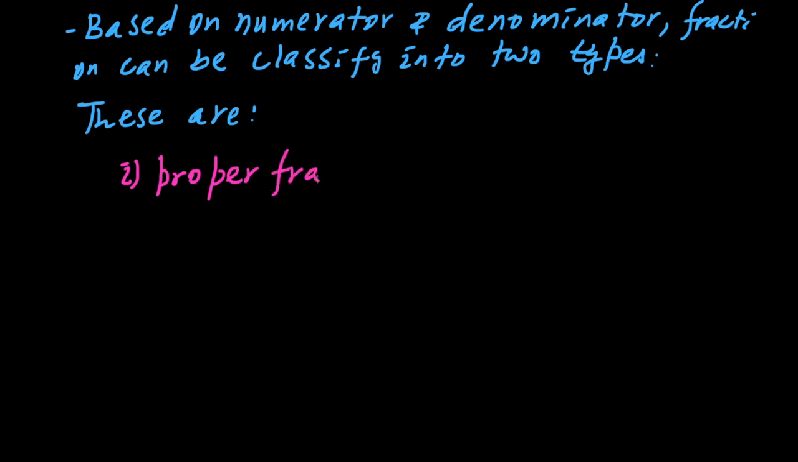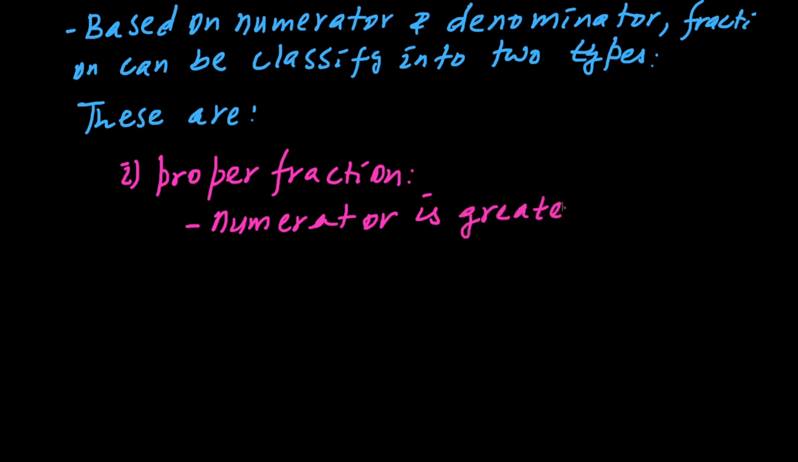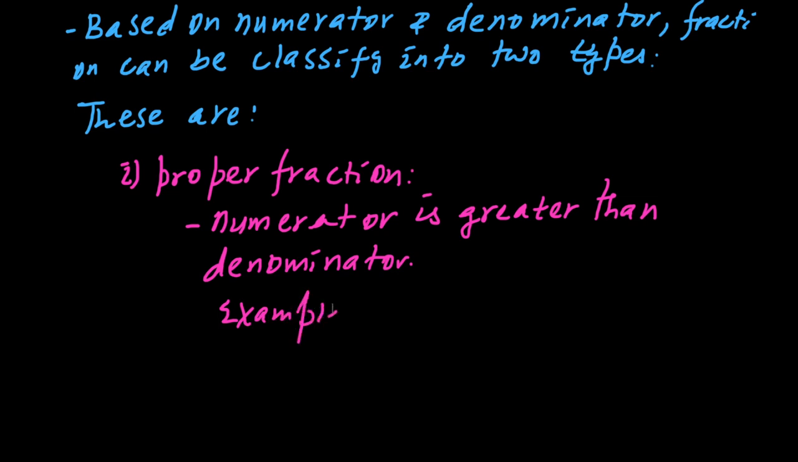Proper fraction. In a proper fraction, the numerator is greater than the denominator. For example, take the number 5 over 2. This is a fraction, but the numerator 5 is greater than 2, because 5 is the numerator and 2 is the denominator. So a fraction whose numerator is greater than its denominator, we can say, is a proper fraction.